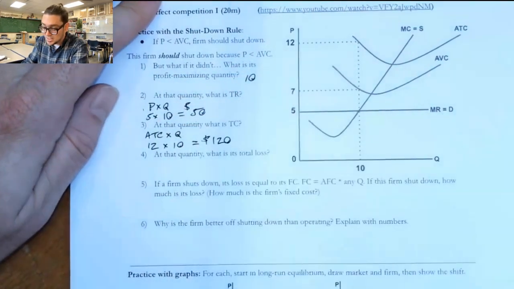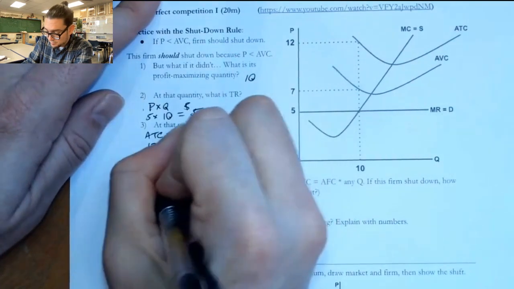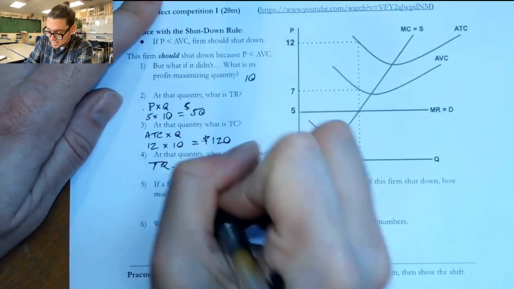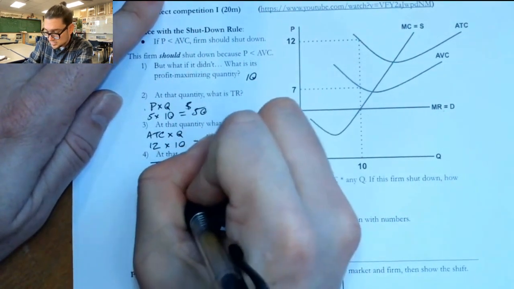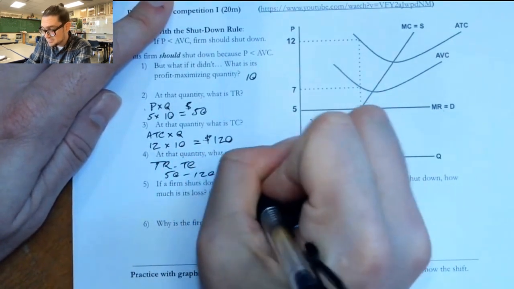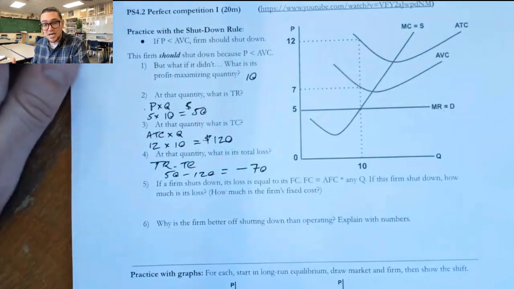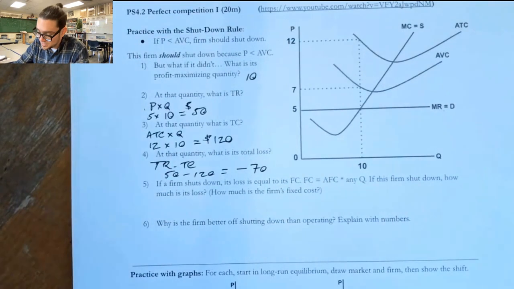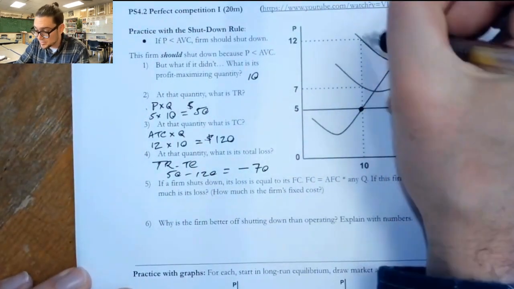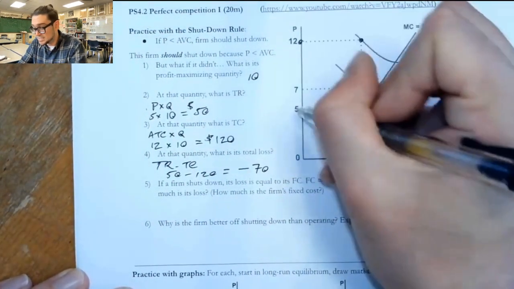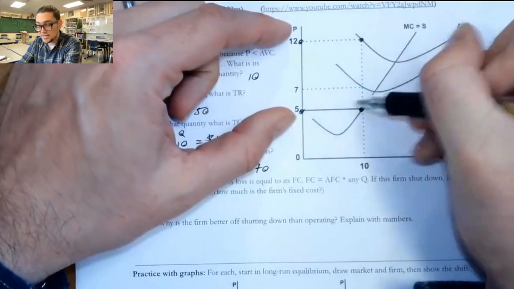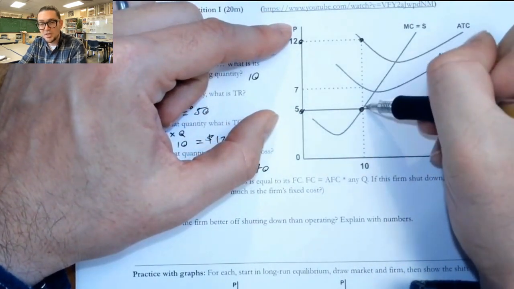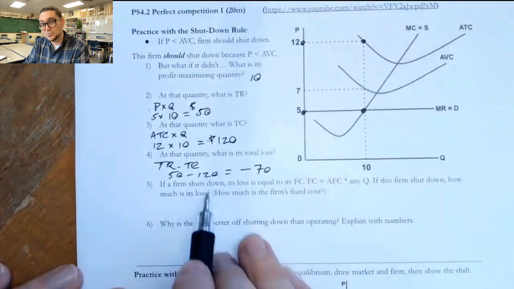And so their total loss would be TR minus TC. That's 50 minus 120, which is negative 70. So they're losing $70. This area up here would actually be their loss if they operated. So it'd be that whole rectangle going all the way down to the Mr. DARP.